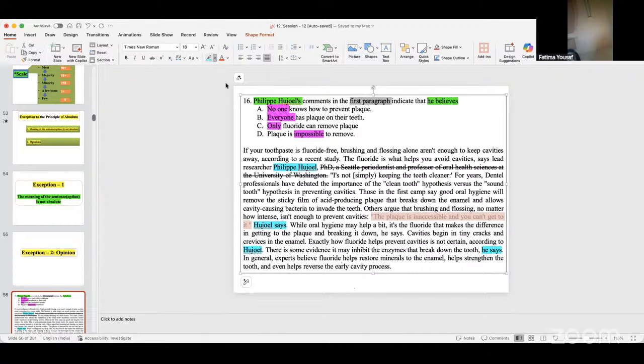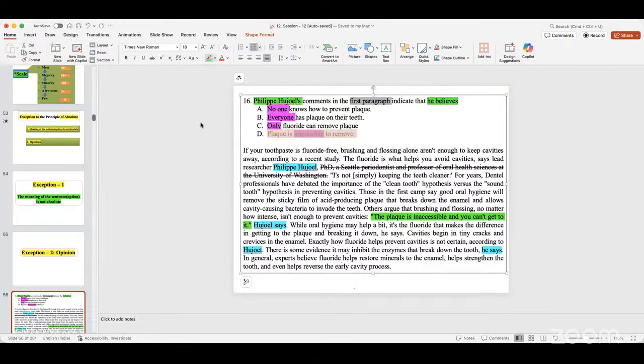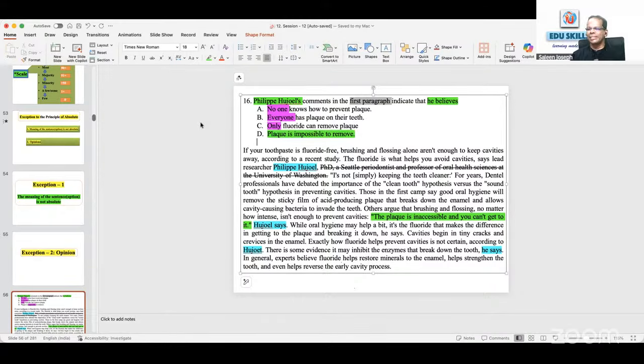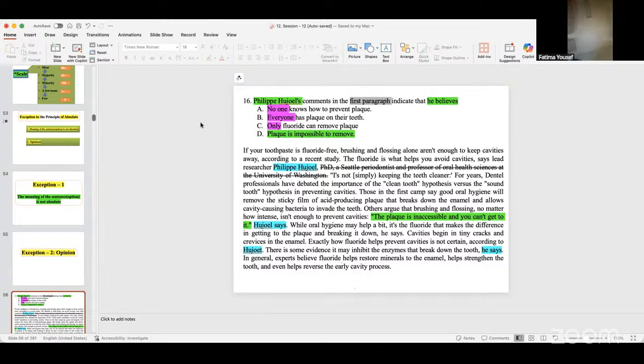Yeah, impossible to remove. Impossible. You can't even get to it, right? Then how can you remove? The plaque is inaccessible and you can't get to it. So wherever there is a name, just go to just before or after the name. D. Okay? Instead of trying to understand everything.